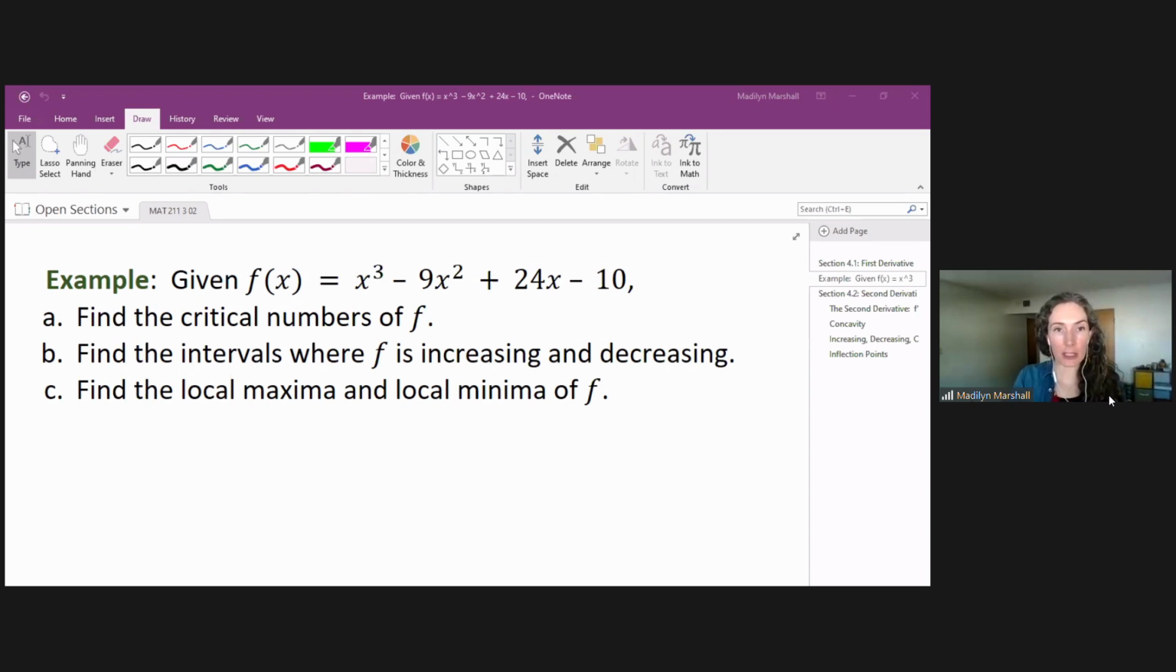So we have this function and we have 3 parts. We need to find the critical numbers. That's what we were doing last Thursday. We need to find the intervals where f is increasing and decreasing. We were also doing that last Thursday. So those 2 will be a little review. And then C is to find the local maxima and minima. Okay, so finding critical numbers.